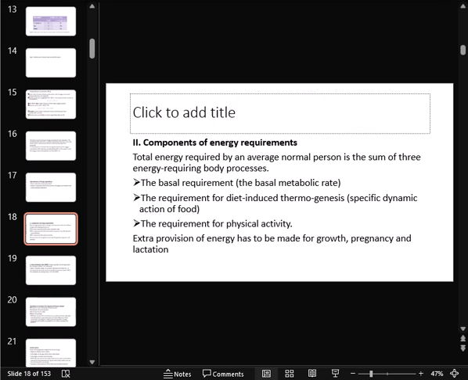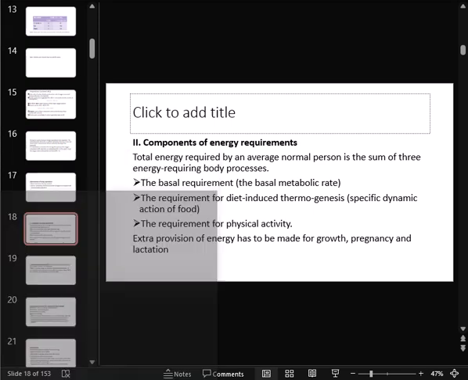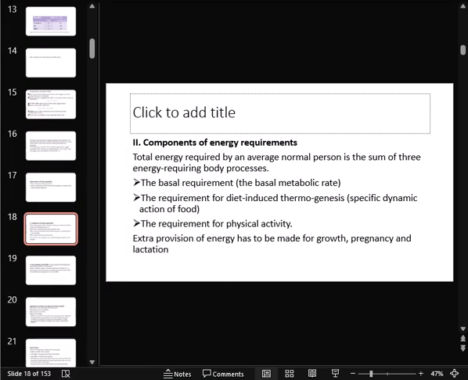An extra provision of energy that makes up growth, pregnancy and lactation is always supposed to be kept open depending on the person being analyzed. So next up we are supposed to see basal metabolic rate, SDA, and physical activity in that order.